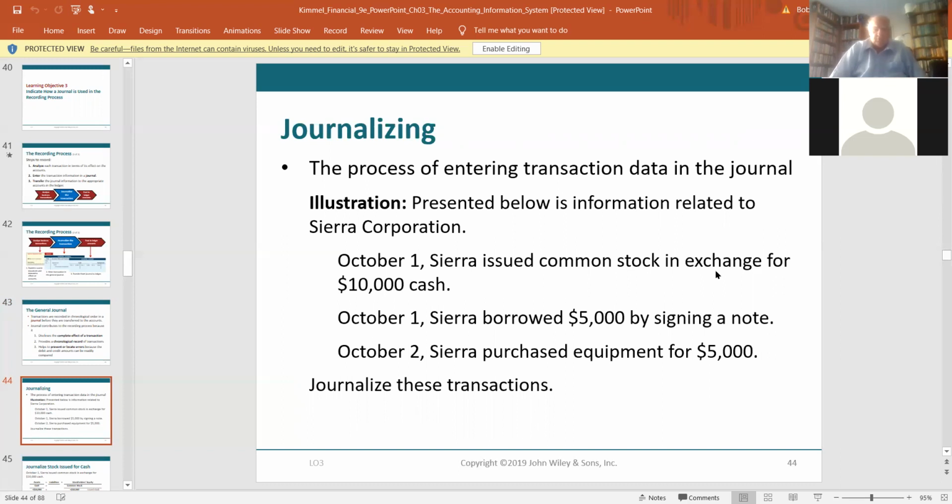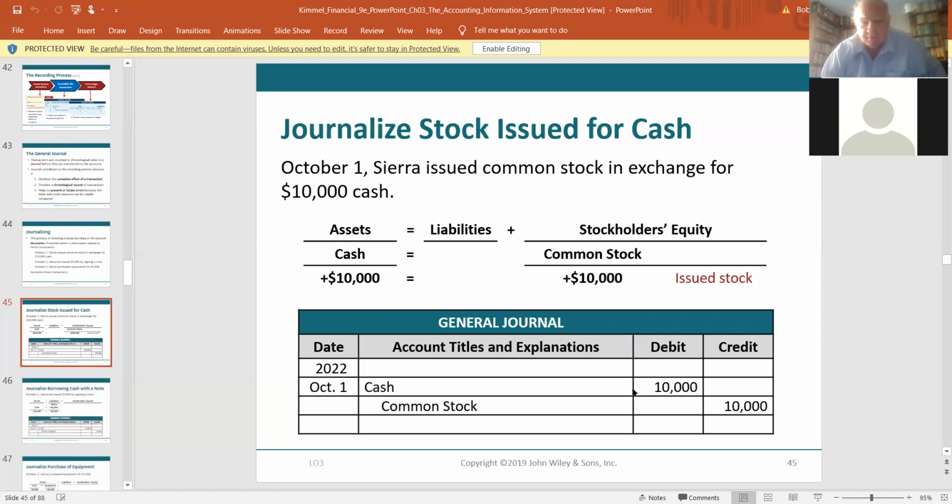So let's look at a transaction here. Sierra issued common stock for $10,000. It borrowed $5,000, and then it bought equipment for $5,000. Let's write the journal entries. Here we go. Now here's a very clear look. What we're doing here, guys, is we're going to go through the same transactions we just did earlier, only this time we're going to do them via journal entries.